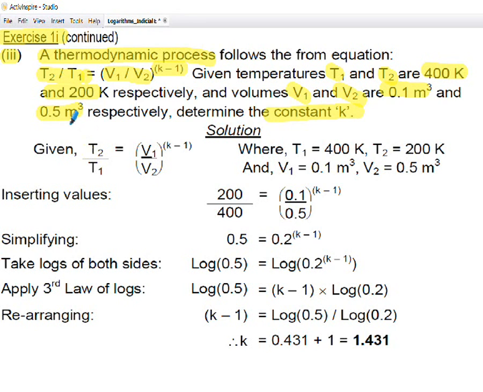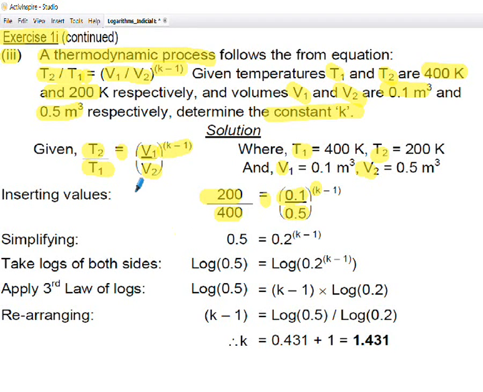So given the equation, T2 divided by T1 is equal to V1 divided by V2 to the power of K minus 1. We know our values of T1, T2, V1 and V2, so I'm going to put those into the equation. On the left hand side I get my T2, which is 200, over T1, which is 400, and on the right hand side I get my value of V1, which is 0.1, over V2, which is 0.5. We're trying to find the K, which is the index.